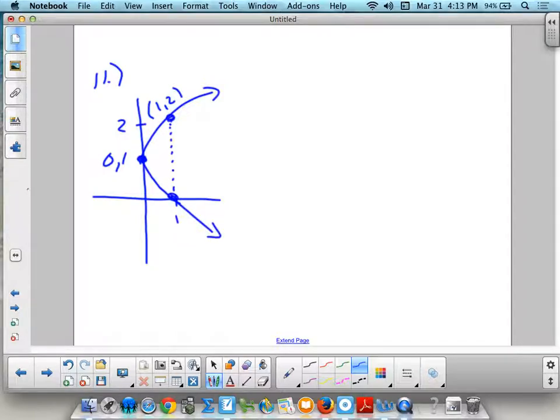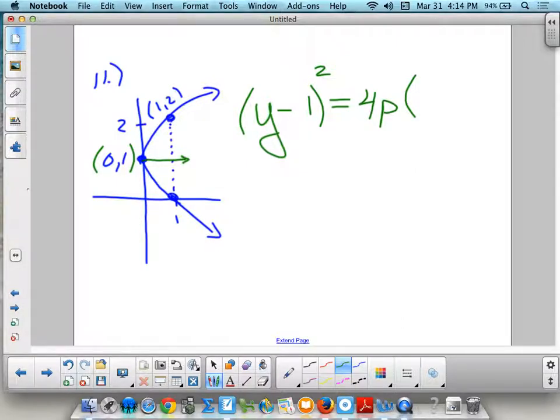Okay, I have a problem. My problem is, how do I find the focus, or the p-value? I can't even see the focus. So you need to think. This is y, because it goes right, (y minus the y value) squared equals 4 times p. I don't know p because I can't find the focus. (x minus what?) 0. Okay.